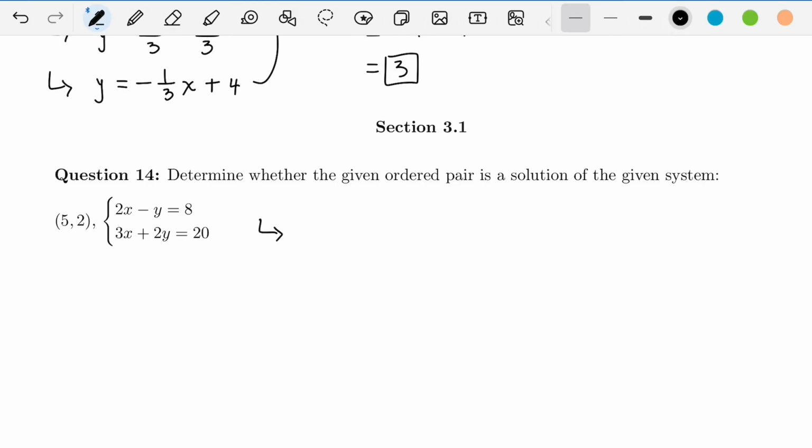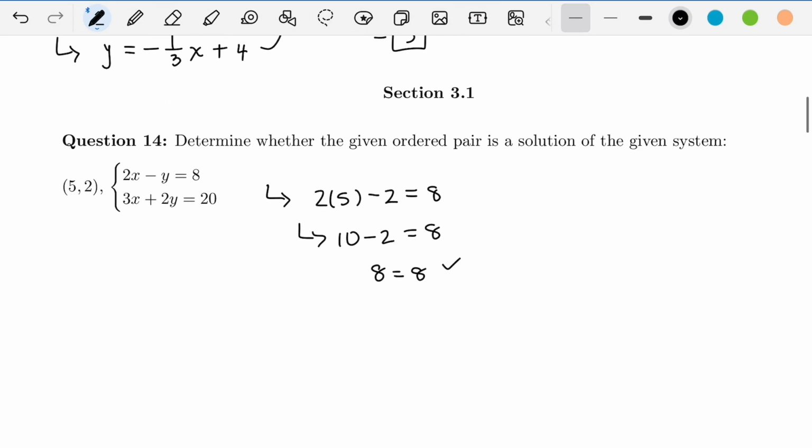So we have our coordinate 5, 2, so we're just going to plug in those values here for our x and y in both equations. This will give us 10 minus 2 is equal to 8 for our first equation, and this is in fact true. This means 8 is equal to 8. Now I want to do the same thing for the second equation. We have 3x plus 2y is equal to 20, so we're going to plug in our x and y values.